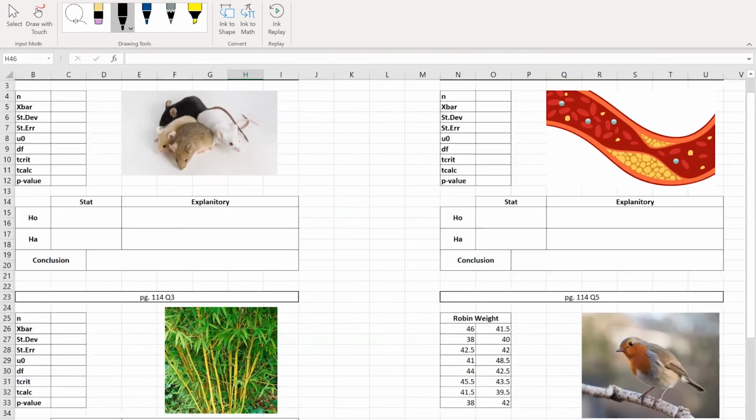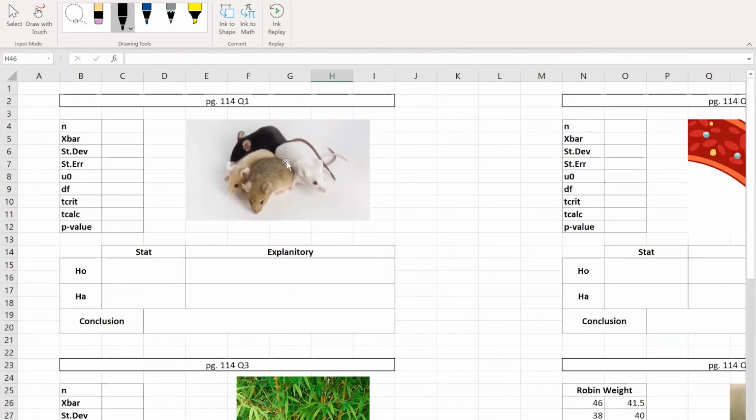Okay, so for question 1 on page 114, a sample of 36 mice, that's our sample size, was given growth hormones to see if it would affect the mass at 6 weeks. The mean mass for individuals in the sample was 26.5. So that's our X bar, 26.5, with our standard deviation of 4. Is there any reason to doubt that the true mass under this hormone treatment diet is equal to 25?